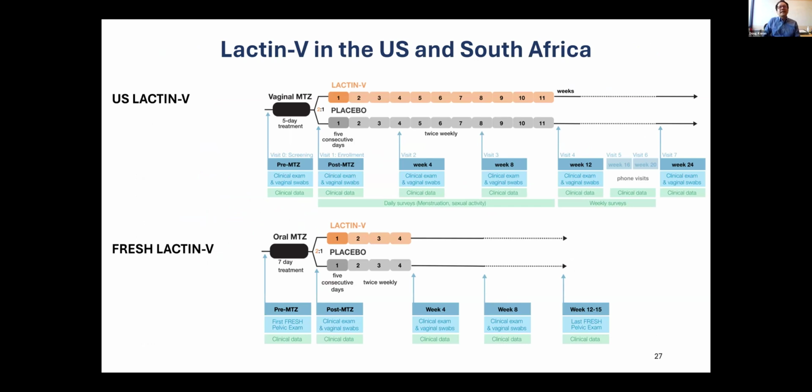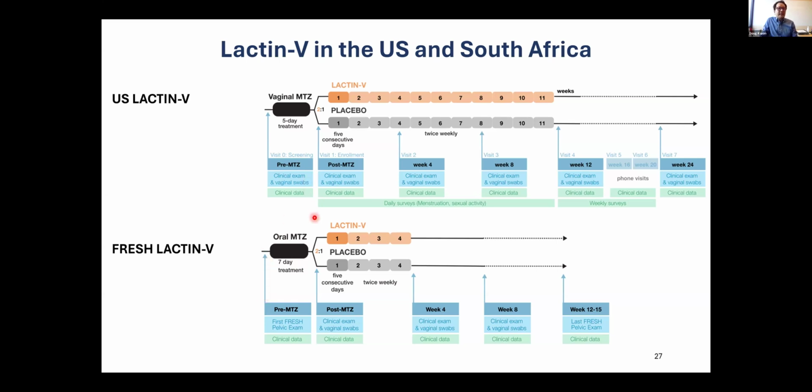So just very briefly, we also had the opportunity to do a smaller trial in FRESH, which is in South Africa again, of Lactobacillus crispatus, of Lactin-V. And here I'm showing you a comparison of the two different trials: the 2B trial in the US and the trial within FRESH. There were certainly differences. First of all, there were different populations. There was also a difference in the metronidazole provided up front. In the US, it was vaginal metronidazole given for 5 days. In South Africa, it was oral metronidazole given for 7 days.